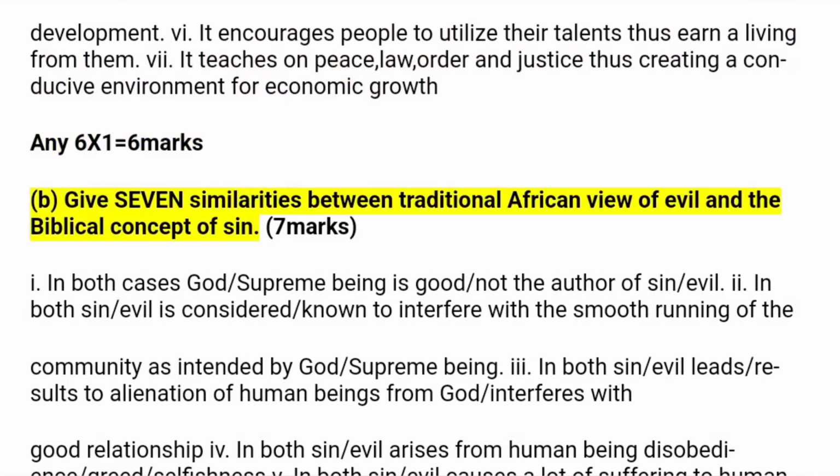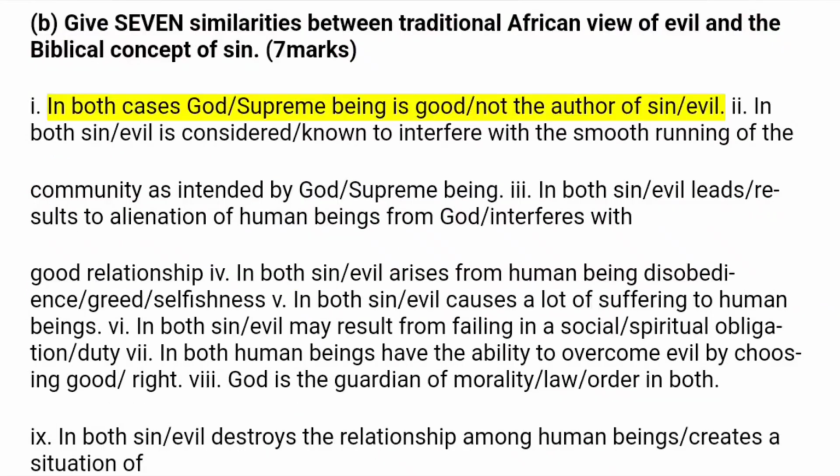B. Give 7 similarities between the traditional African view of evil and the biblical concept of sin. 7 marks. i. In both cases, God, the supreme being, is good, not the author of sin, evil. ii. In both, sin, evil is considered to interfere with the smooth running of the community, it is not intended by God, the supreme being. iii. In both, sin, evil results in alienation of human beings from God, and interferes with good relationship. iv. In both, sin, evil arises from human being's disobedience, greed, selfishness.